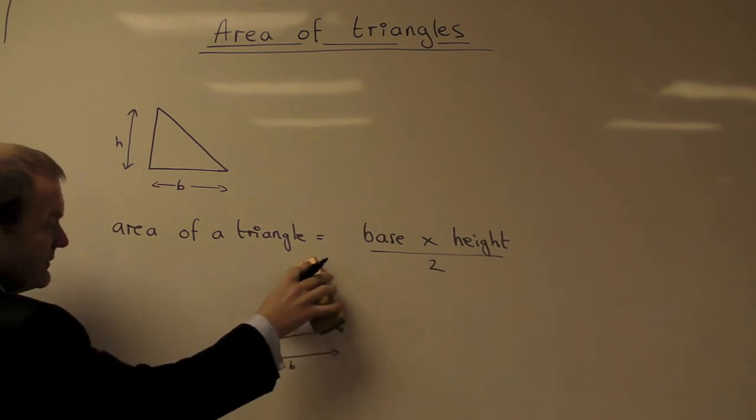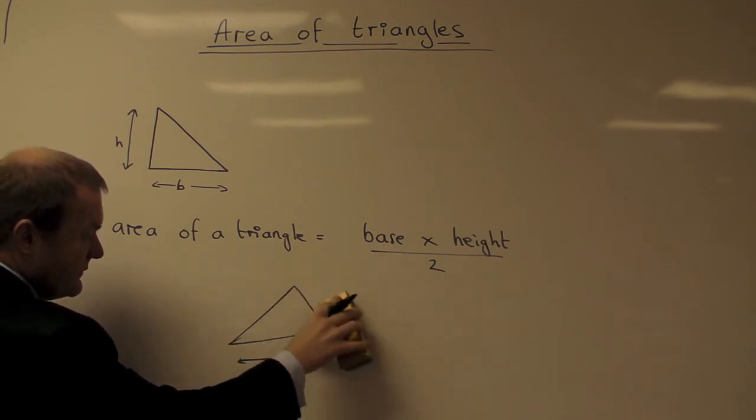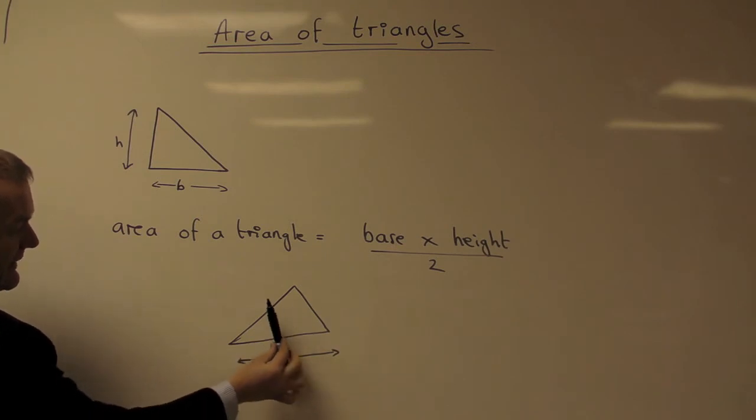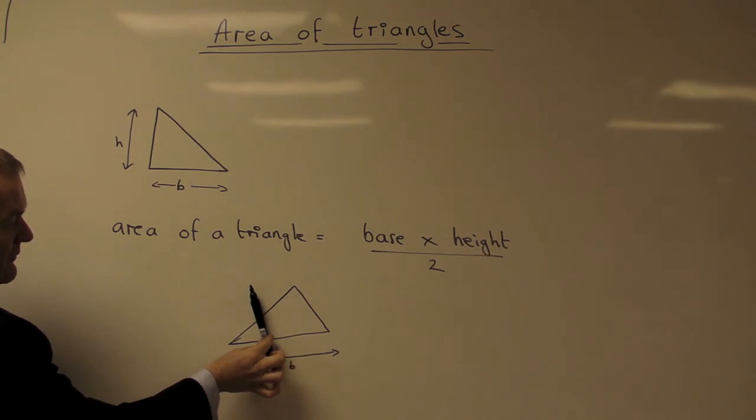So it's really important that you use the correct measurements. You're looking for a base, and then you're looking for the perpendicular height. So it's a height that goes at 90 degrees to that line up to the top of the triangle.